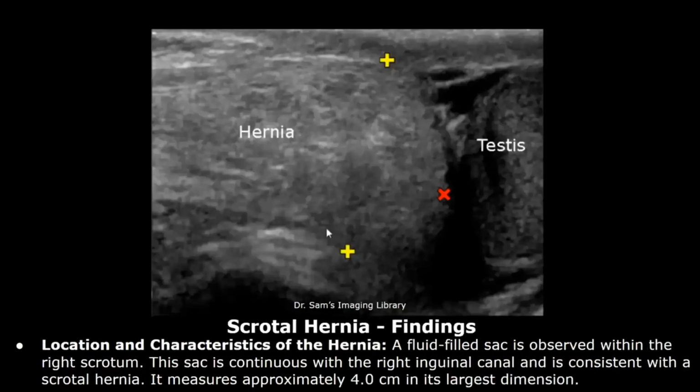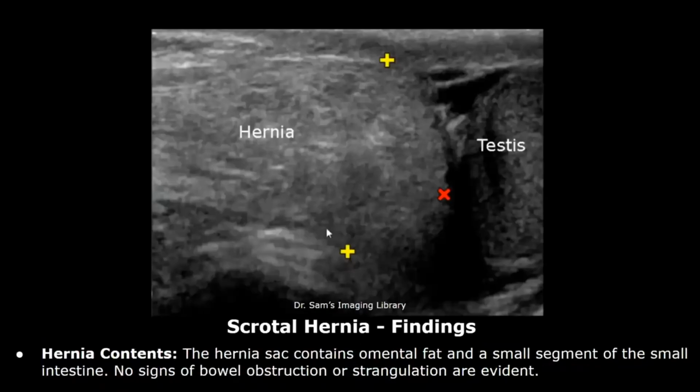These are the findings. Location and characteristics of the hernia. A fluid-filled sac is observed within the right scrotum. This sac is continuous with the right inguinal canal and is consistent with a scrotal hernia. It measures approximately 4 cm in its largest dimension.